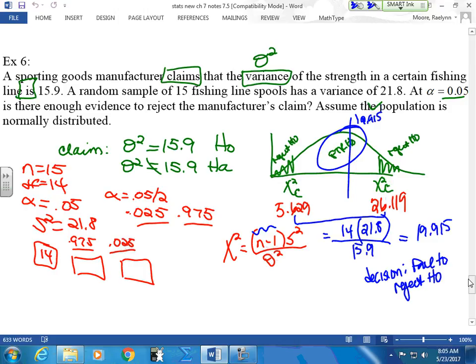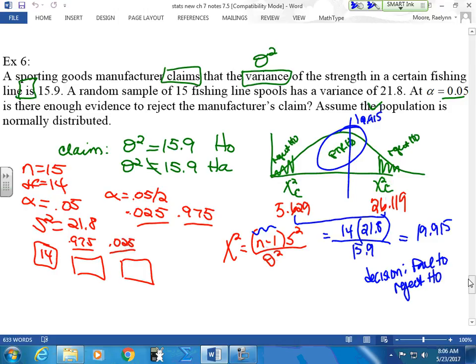Variance and standard deviation. Variance doesn't have as great a meaning for us as standard deviation does, but variance is used when things are really small. And probably the strength of fishing lines has very little variance there.